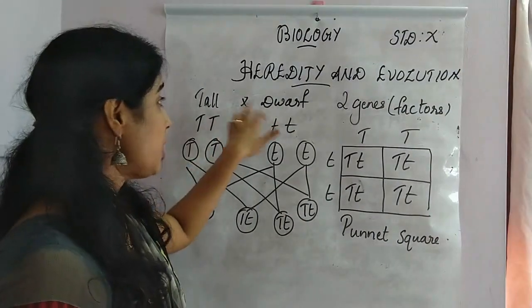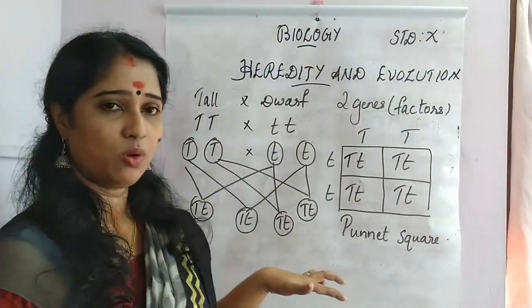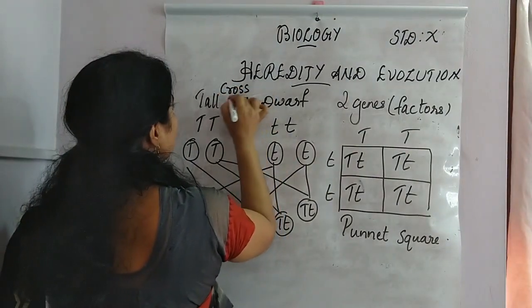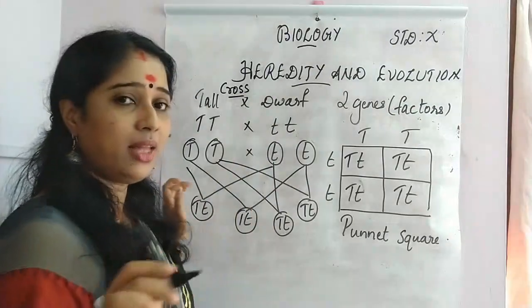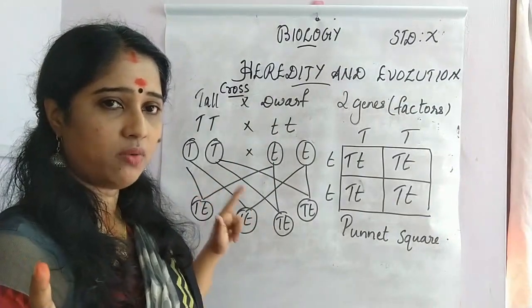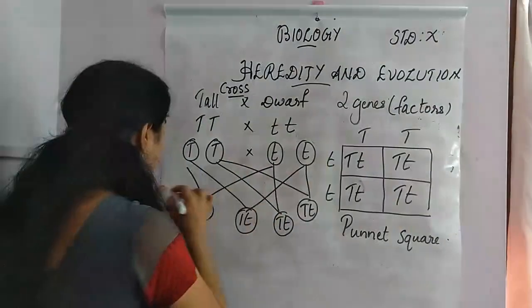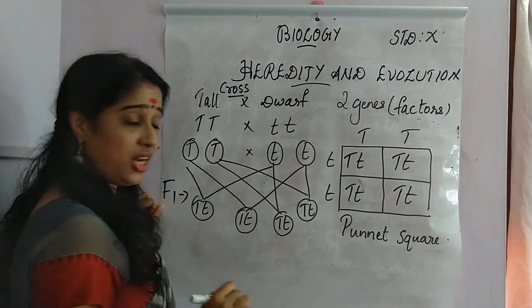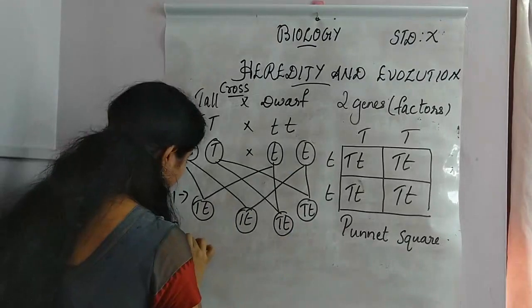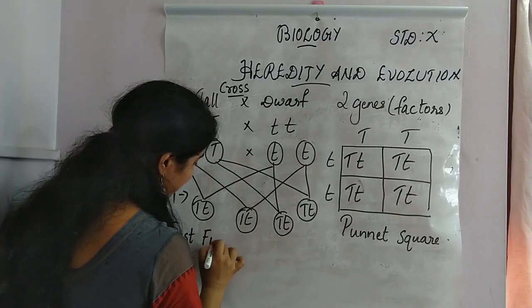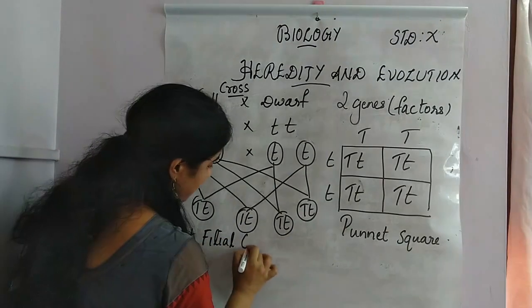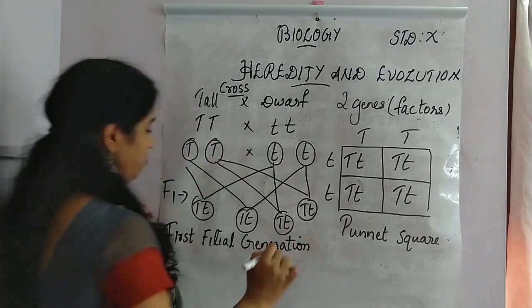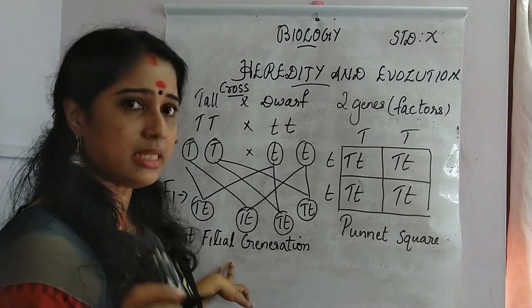Can you tell me which type of pollination is there? That's very important. It is cross-pollination. You know why it is known as cross-pollination? It is between two plants. One is dwarf and another one is tall. And the first generation, it is known as what? First filial, very important term, first filial generation. The first filial generation, it is termed like that.